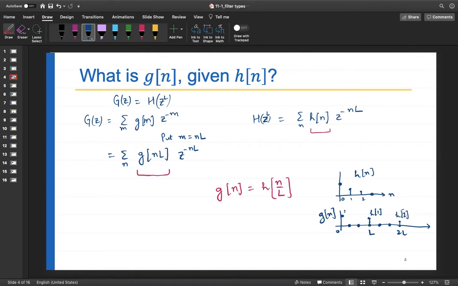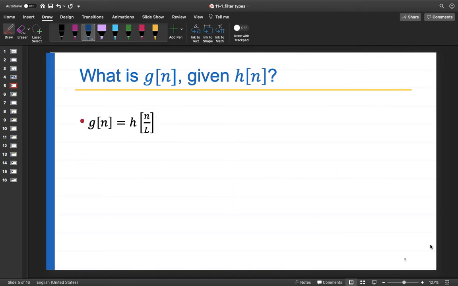Here it is, h of 0. Okay, so in this way, what we have seen is that in between there are many zeros introduced. That is the whole idea. In the omega domain, you are compressing the axis, and in the time domain, you are stretching the axis by introducing zeros in between. Okay, now this is the formula: g of n is equal to h of n upon capital L.